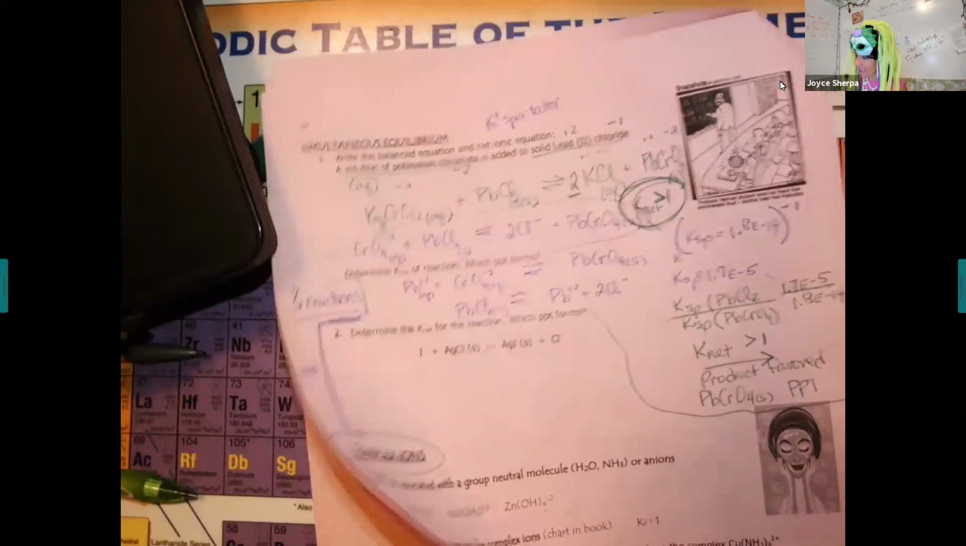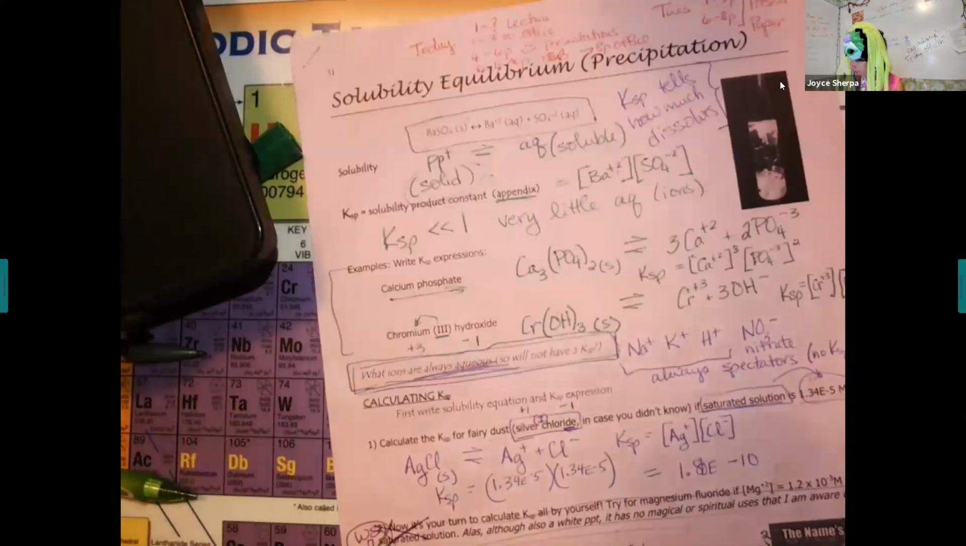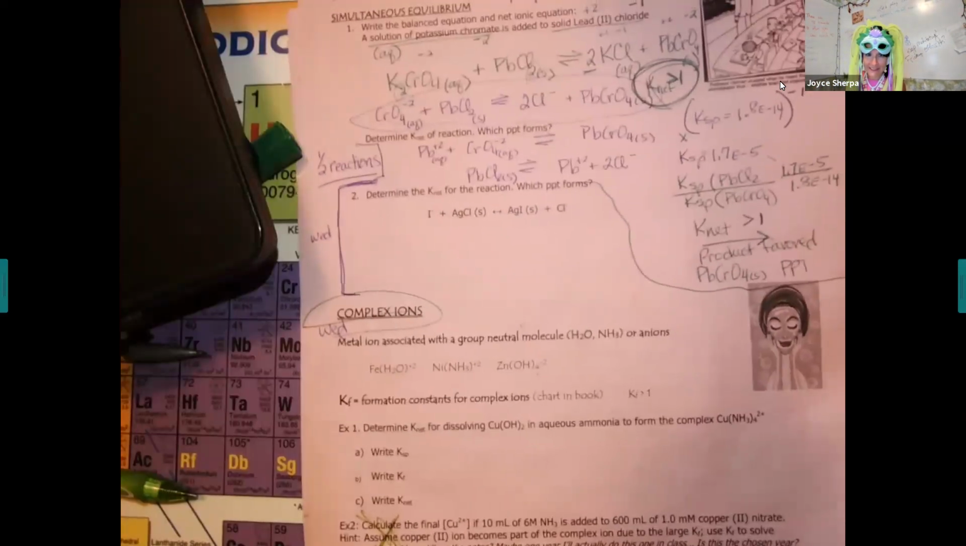So KSP, the key with all of these, right? These are our notes, the solubility equilibrium. The key with all of these, actually, you know what? We're going to come back to page 34. I'm going to start on page 35 because this is a good practice problem, introduction.